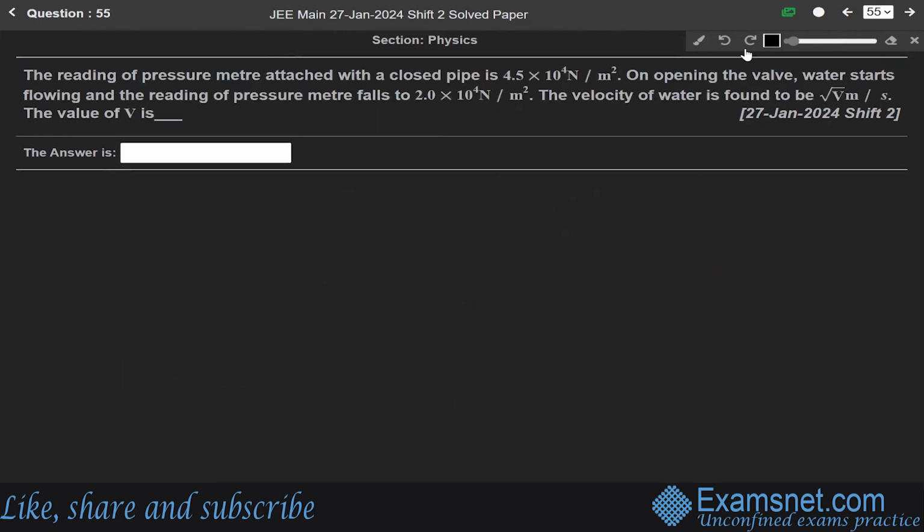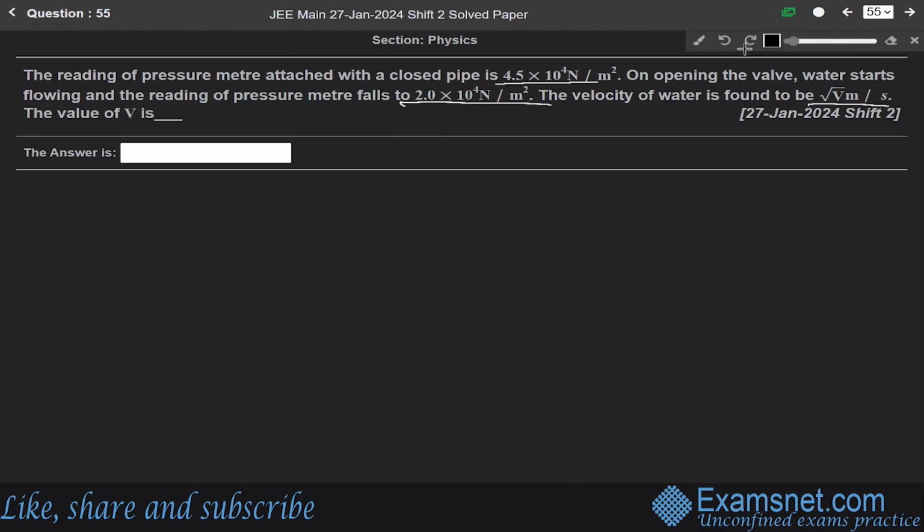Now next question, question 55. The reading of a pressure meter attached with a closed pipe is 4.5 into 10 to the power 4 Newton per meter square. On opening the valve, the water starts flowing and the reading of the pressure meter falls to this. The velocity of water is found to be... We have to find the velocity of the water.